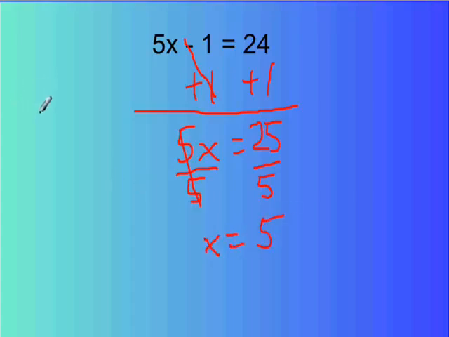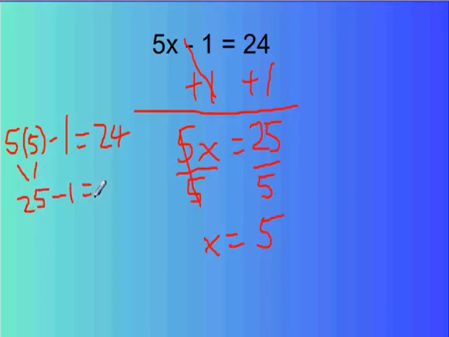Now we have to check our answers. Substitute x for 5 in the original equation. 5 times 5 minus 1 equals 24. 5 times 5 is 25, and bring down everything you haven't touched. 25 minus 1 is 24, and 24 equals 24, which means our answer is correct.